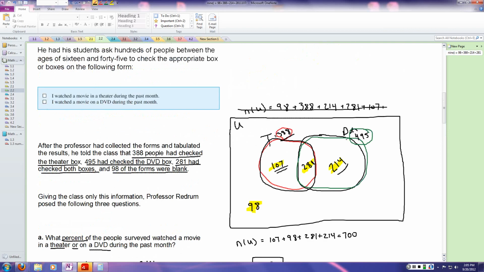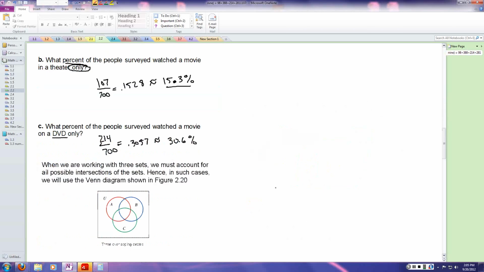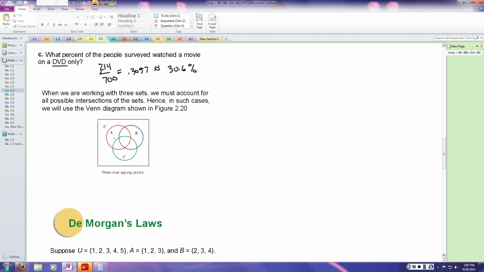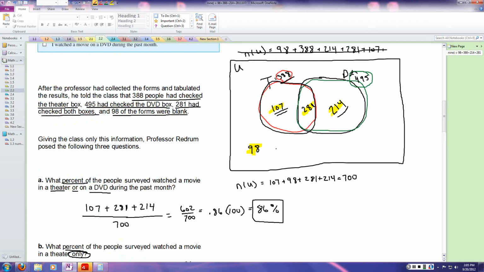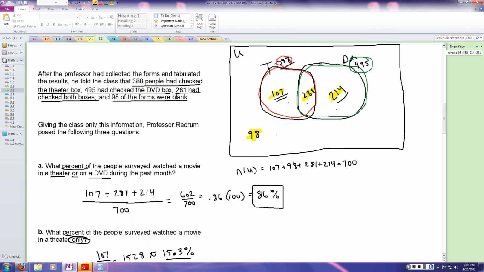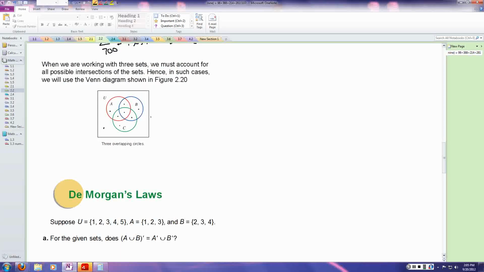So you can see I wasn't given the number of people that only watched it on DVD, but I could extrapolate that. I could figure that out by drawing this Venn diagram. With 3 sets, it gets a little bit more complicated. You have an A, a B, and a C. So you would have an overlapping of A and C, and an overlapping of A, B, and C. So 1, 2, 3, 4, 5, 6, 7, 8 possible regions here. But with 2 sets, we only have 4: 1, 2, 3, and 4. So it gets a little bit more complicated with more. I'm only going to give you 2 sets on your homework.